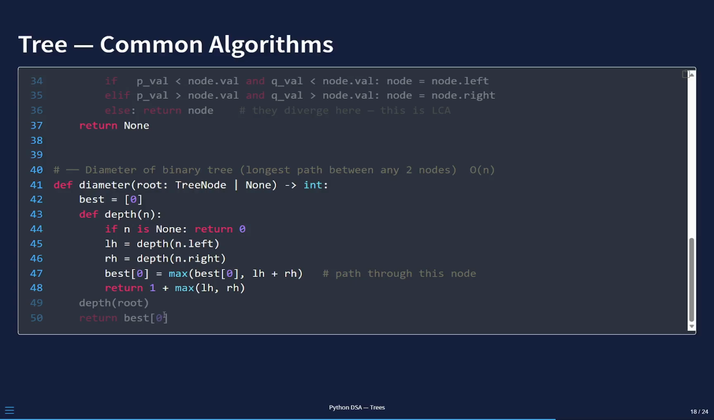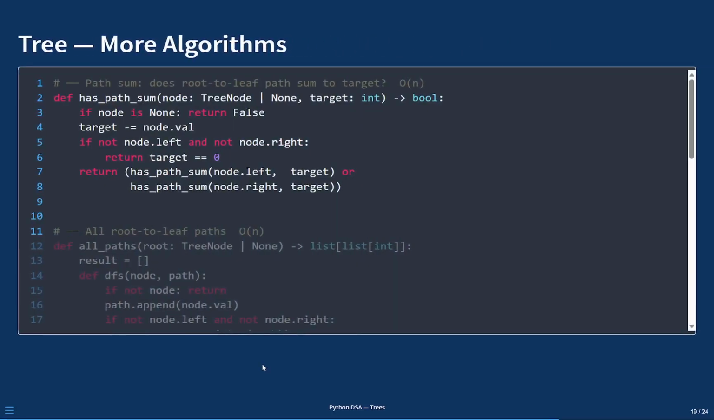Diameter, the longest path between any 2 nodes in the tree. At every node, the best path through it is left_height plus right_height. Track the global maximum using a closure variable. O(n). Next, 4 more: path problems and serialization.